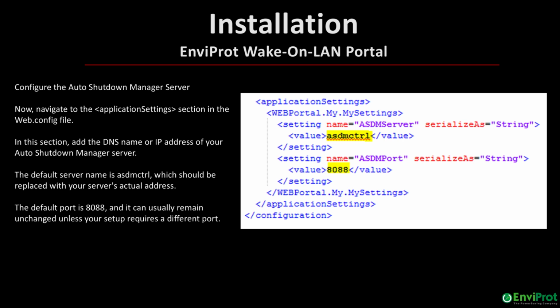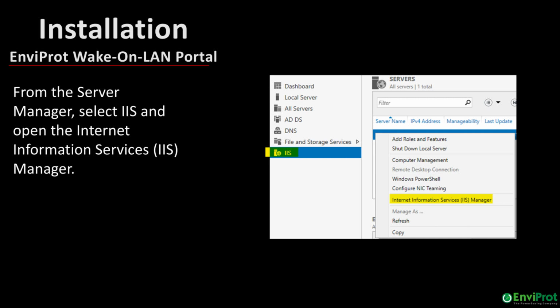Now, let's connect the portal to the Auto Shutdown Manager Server. Navigate to the Application Settings section in the web.config file. Replace the default server name with your Auto Shutdown Manager server name or address. The default port is 8088, and it can usually remain unchanged unless your setup requires a different port. Now we are ready to integrate the Wake-On-LAN portal into IIS.